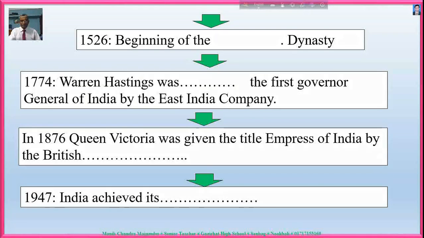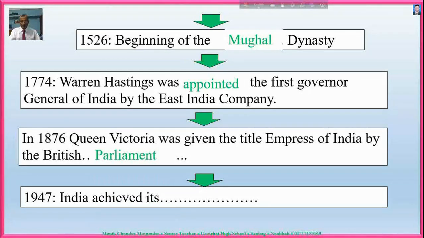In 1526, beginning of the Mughal dynasty. 1774, Warren Hastings was appointed the first Governor General of India by the East India Company. In 1876, Queen Victoria was given the title Empress of India by the British Parliament. In 1947, India achieved independence.